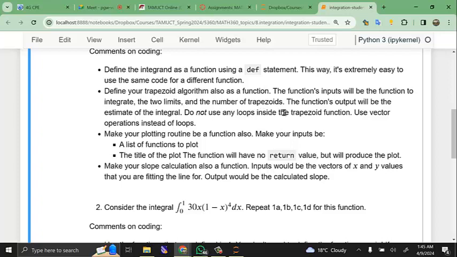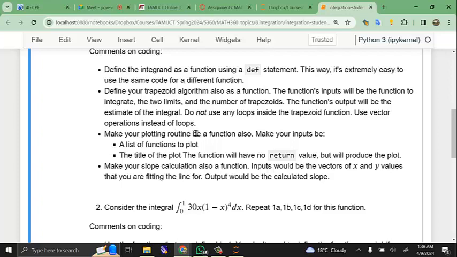Do not use any loops inside the trapezoid function. Use vector operations instead of loops. Right. So I'm wanting to get you into using NumPy arrays. And I think I've said before that you should use NumPy arrays instead of lists whenever possible. Apparently when ChatGPT gives code, it likes to use lists, but that's not the way to go. When you ask ChatGPT, you should specify NumPy, and then it will do things with NumPy. And people have used math and cmath and other things like that, but I prefer just to use NumPy because it's basically an all-purpose tool.